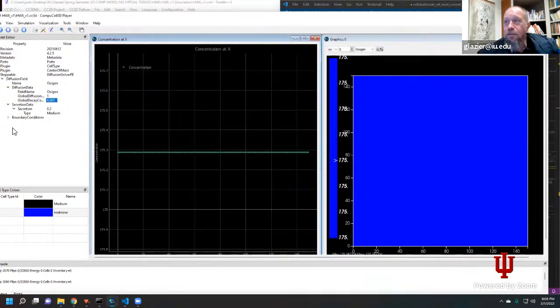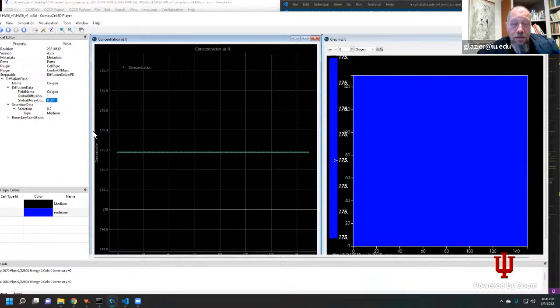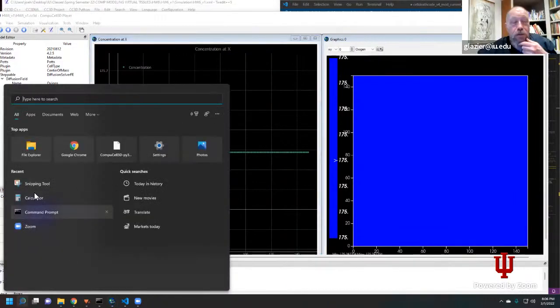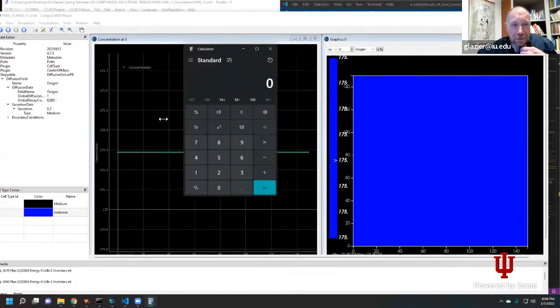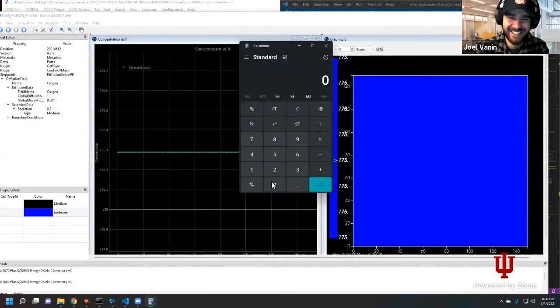Just a second. 0.2 divided by? Divided by 0.001, right? Because it's times 1. Which is? Math, help me. What is a calculator? 0.2 divided by 0.001? You don't need a calculator to do that.